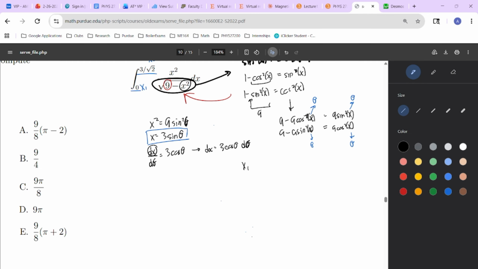Our x1 must correspond to 3 sine of theta 1. x1 is equal to 0, which is equal to 3 sine of theta 1. We don't even need to do math here. Theta 1 is obviously 0.